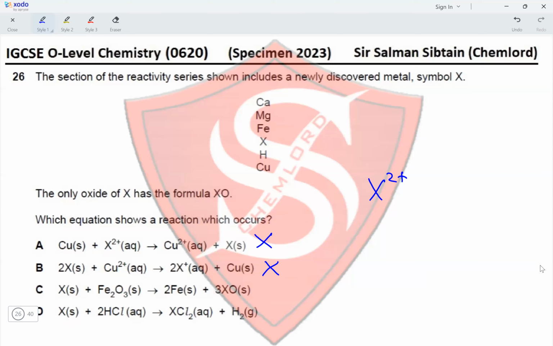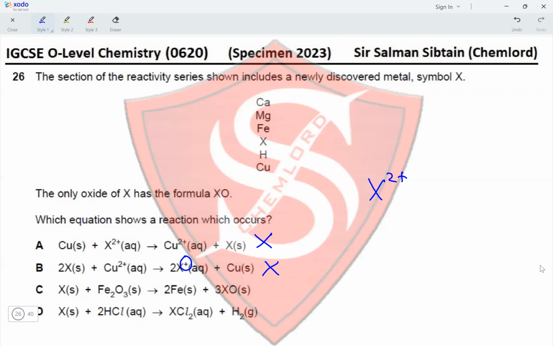Next, in B, we have X reacting with copper ions producing X positive and copper. Yes, X would reduce copper ions to copper, but the problem is X has a 2 positive charge. Here, they're showing X having a positive 1 charge. So this makes this equation incorrect.